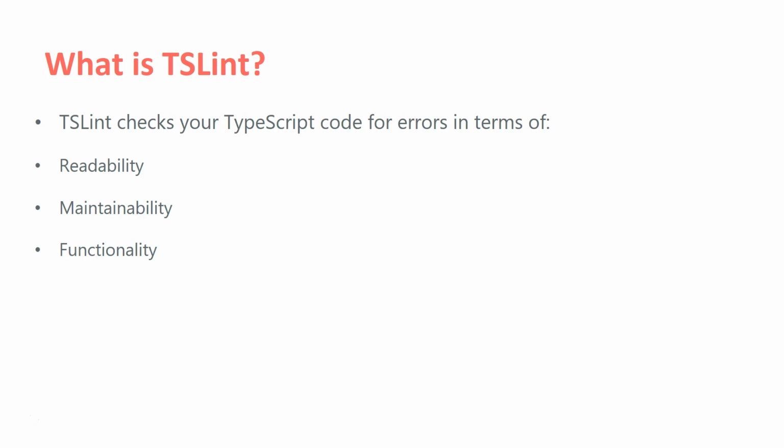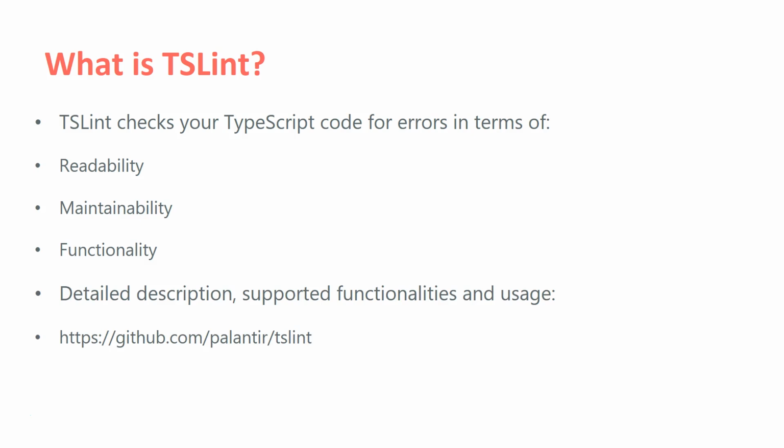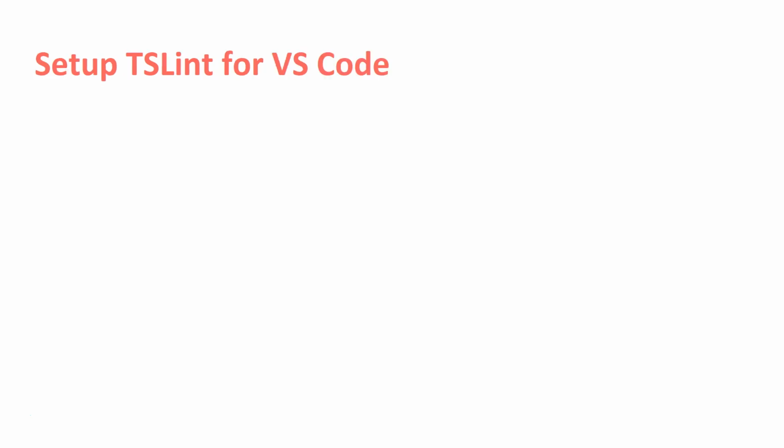What is actually TSLint? Well, TSLint checks your TypeScript code for errors in terms of readability, maintainability, and functionality. Here on this link you can find detailed description, supported functionalities, and usage. How we can set up TSLint for Visual Studio? Well, first we have to open our cmd or bash and then write down npm install -g tslint. -g is coming from globally.